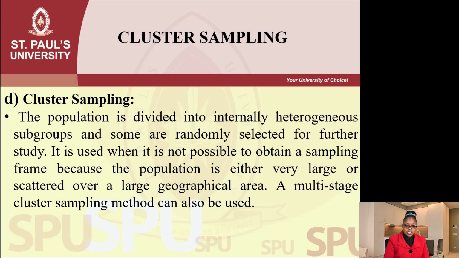And we are saying that it is used when it is not possible to obtain a sampling frame because the population is either very large or scattered over a large geographical area. So when you have these members of the population and you want to form clusters, you try to look at what is different among them. For example, let's say you are collecting data in a county or in a village and you're using cluster sampling. And so you have to have internally heterogeneous subgroups.